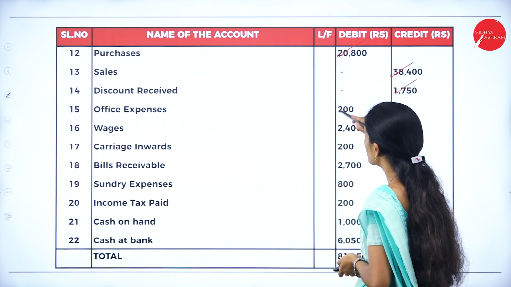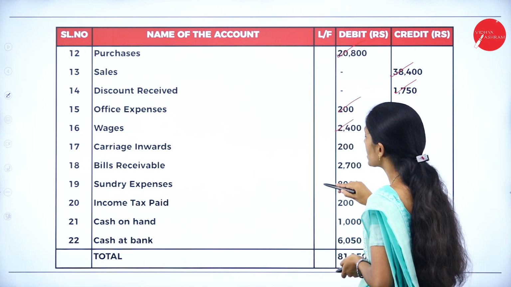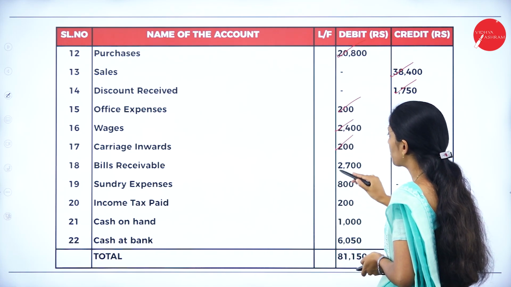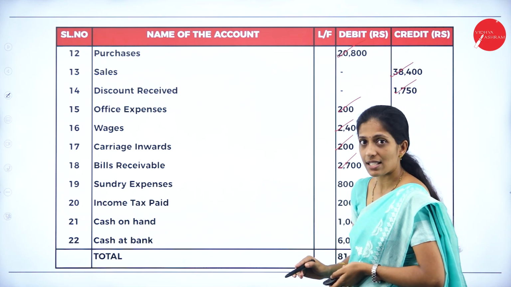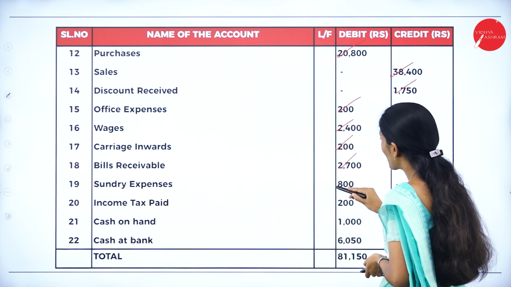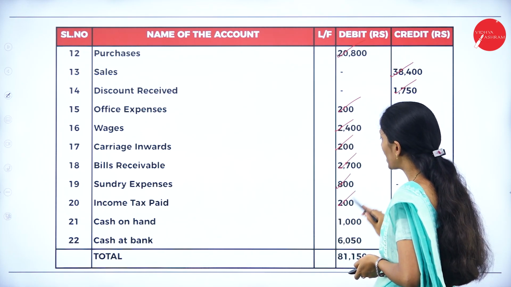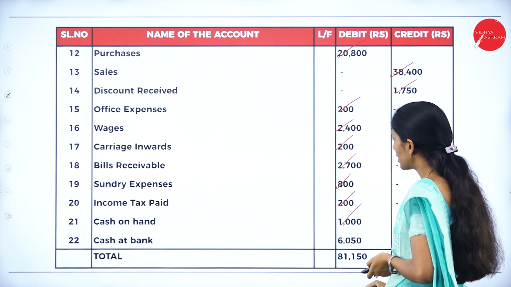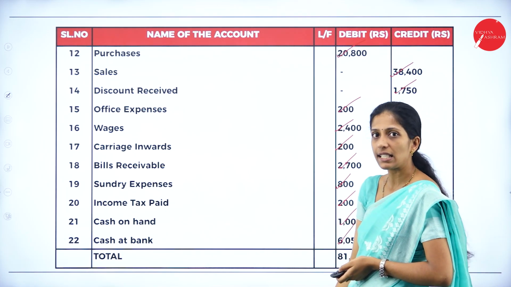Next, office expense, it is an expense, debit. Wages expense, debit. Carriage inward expense, debit. Bills receivable is an asset, so debit. Sundry expenses, debit. Income tax paid expense, debit. Cash on hand, asset, debit. Cash at bank, asset, debit.